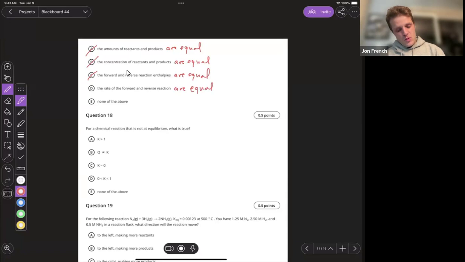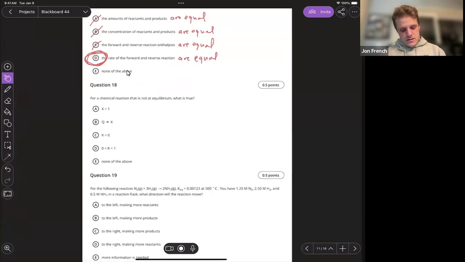I'm going to say that was poor wording on my part. I should have done a better job proofreading that question. But yeah, at equilibrium, right, the rate of the forward and reverse reaction is equal, and nothing else. Concentrations could be totally different. Mass, moles could be totally different. Delta H's could be totally different. It's the rate that is the same.